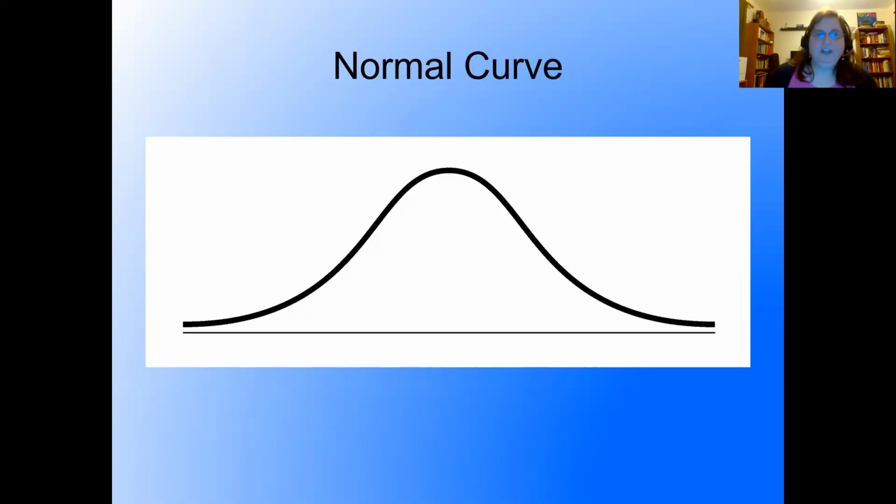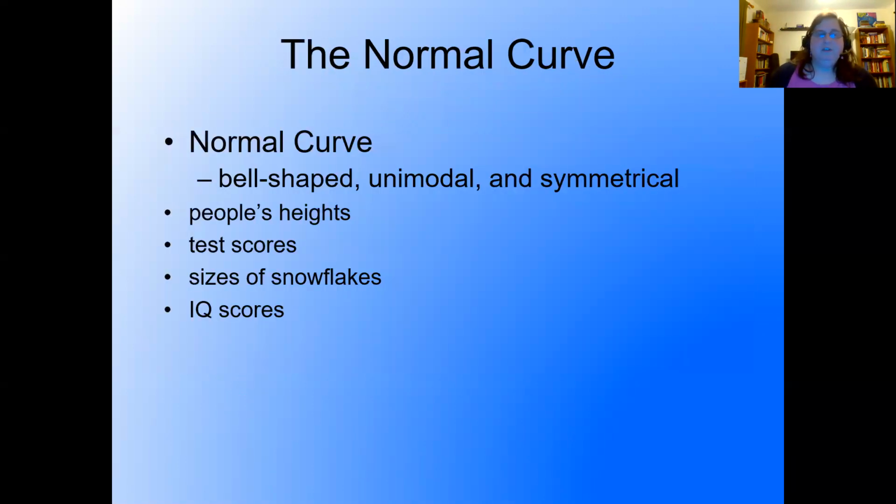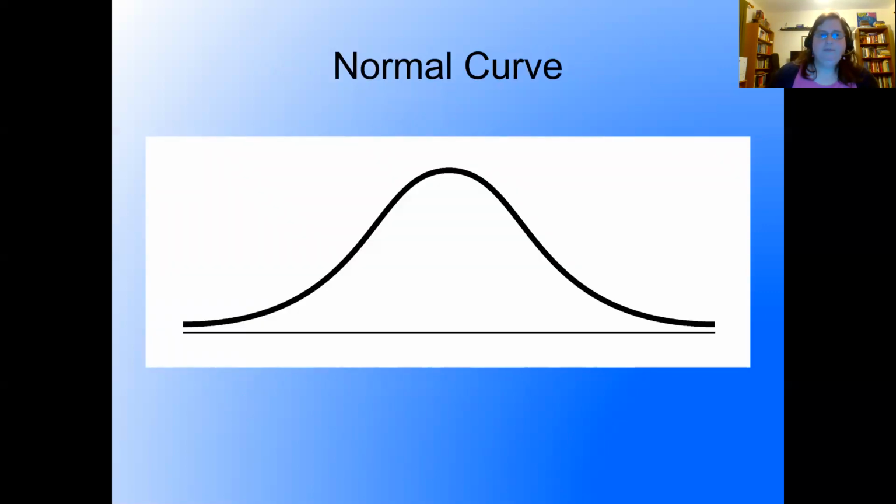Okay, so let's talk more about this normal curve. It's bell-shaped. Think of an old-fashioned bell. It's unimodal, notice the one high point, and it's symmetrical. So bell-shaped, unimodal with the one high point, and symmetrical, which means if I took it and folded it in half, the two sides would equal each other. The two sides would line up.